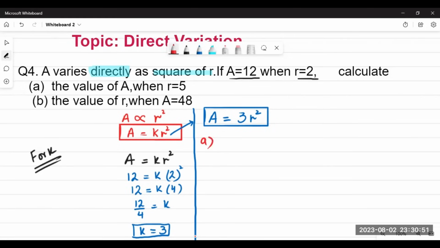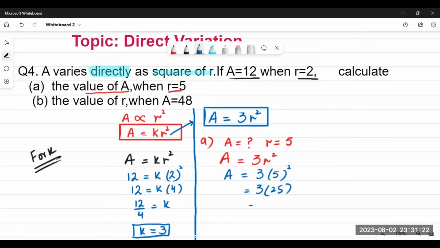The A part of the question asks you to find the value of A when R is equal to 5. So substitute this in the given equation, A is equal to 3R squared. When we substitute the values, A we want to find out, 3 stays the same, and the value of R is given as 5, so it will be 5 squared. We know that 5 squared is 25. 25 times 3 is 75. So your answer for A is 75. This is the answer of the first part.